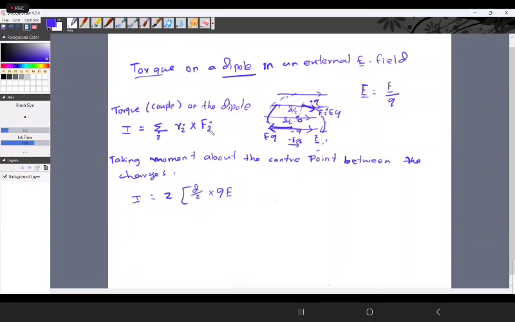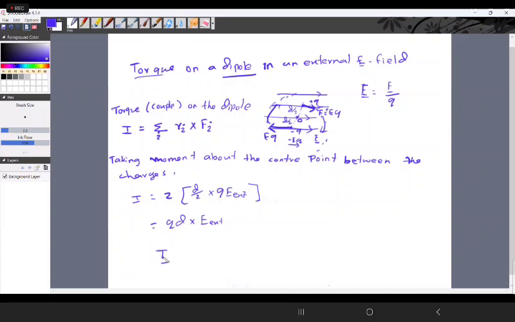times the force. We know that is q into E, the external field. Okay, this is external. So the 2 and 2 will be cancelled. Therefore, we can write q d cross E, the external electric field. Okay, therefore, how can we write this? The torque, this is tau, the vector.